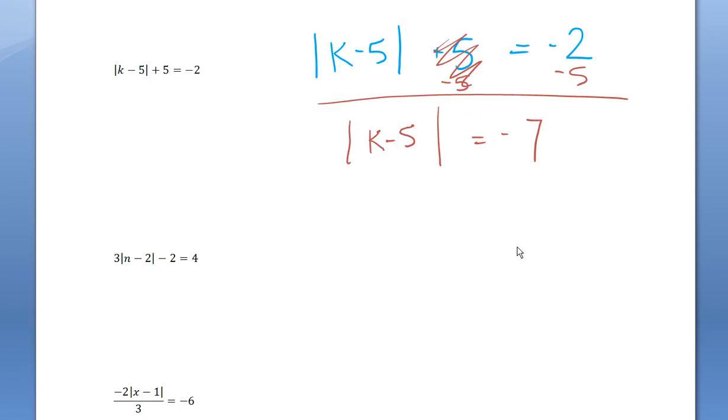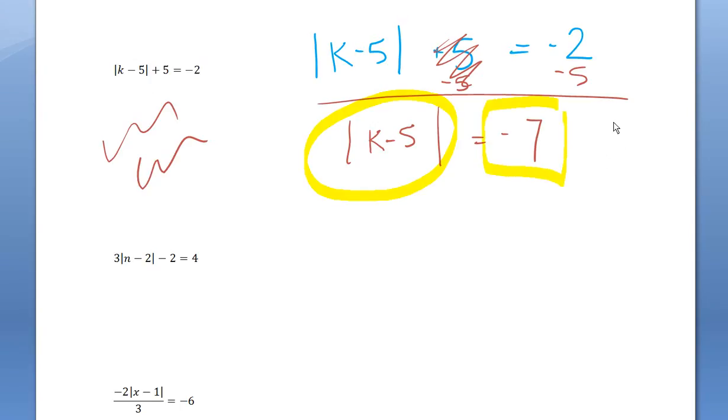See, here's where you have to be smarter than the math process, because you could just keep going and do your 2 cases and blah, blah, blah. But the problem you have here is you have the absolute value of something equal to a negative number. Can that ever happen? No, it cannot. And so guess what? On this problem, I don't have to do a single thing more. All I have to do is write no solution.